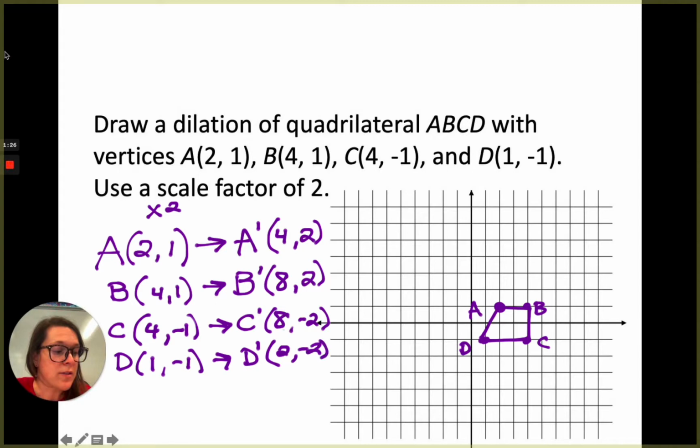So now when I go to plot those points, I'm going to do it in a different color because I can make it fancy. 4, 2 is right here. So there's my image of A. B is at 8, so 4, 5, 6, 7, 8. C is at 8, negative 2. And then D is at 2, negative 2. So then when I connect those, I'm going to have a trapezoid that is double the size. And my center of dilation is at the origin. Just to keep our lives easier, we're going to keep dilating from the origin, so you don't have to worry about that. Okay, all right, so we just did a dilation.